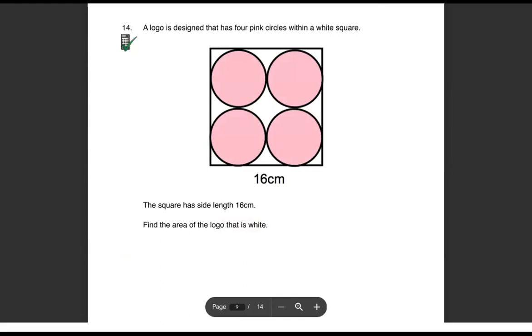This is a tricky one now. Let's try this one, then move on to sectors. Your logo is designed as 4 pink circles with a white square, and the square has a side of 16 centimeters. Find the area of the logo that is white. I know that 16 times 16 is 256. So, wait, is there a way I can write down on this? So 256 is the square.